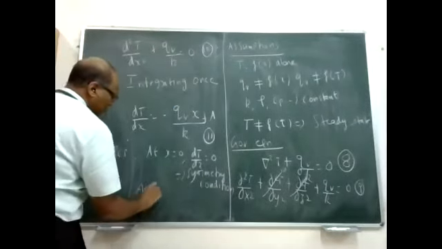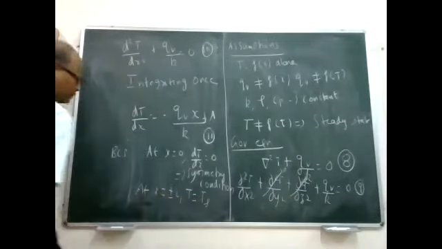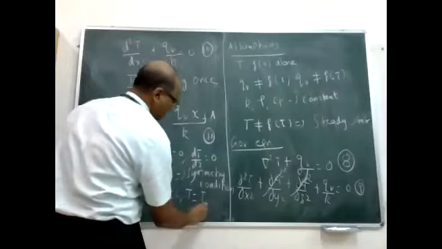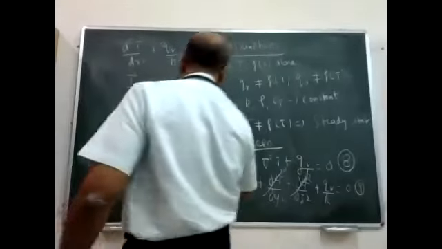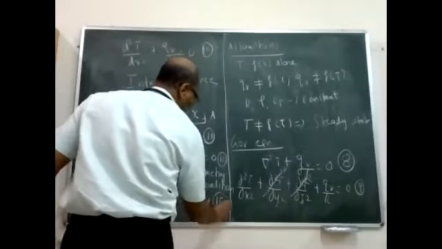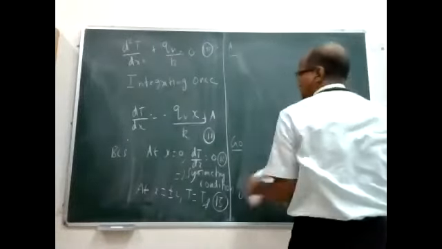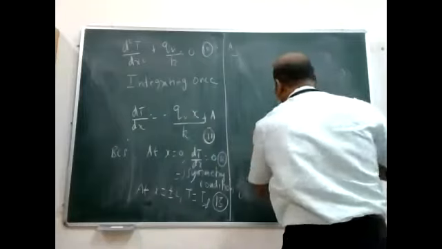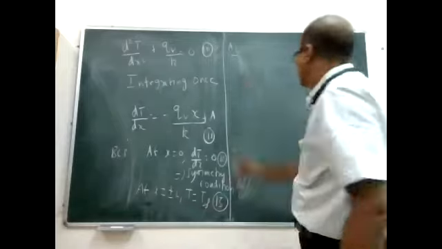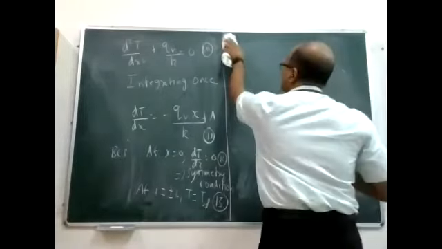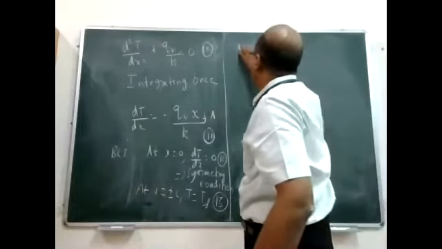At x equal to plus or minus L, T equal to Ts. I think I will put Ts, okay, T surface. So this is equation 12, equation 13. Just look at equation 12 and apply it to equation 11. Look at equation 12 and apply it. What is the value of A now? What should be the value of A? 0. Very good. Yes.